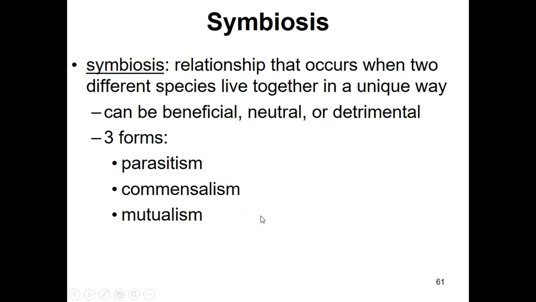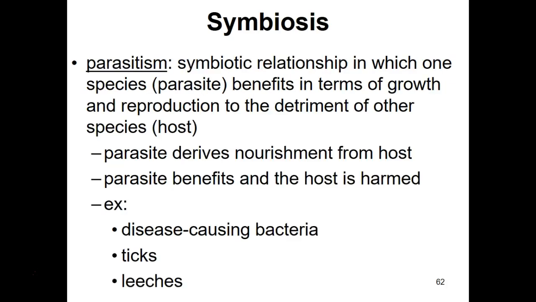Last thing we're going to talk about is how organisms live in relationship to others. The term symbiosis means a relationship where two organisms live together. This relationship can be beneficial, can be neutral, or can be detrimental. So parasitism is a symbiotic relationship where one organism is benefiting at the expense of the other. So examples, ticks and leeches, they are parasitic on other animals.